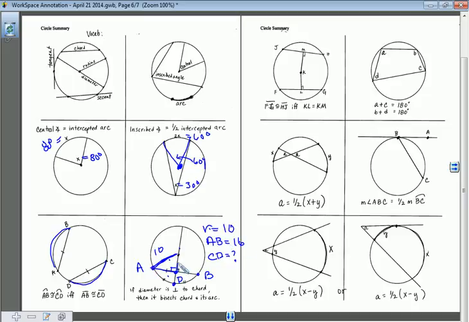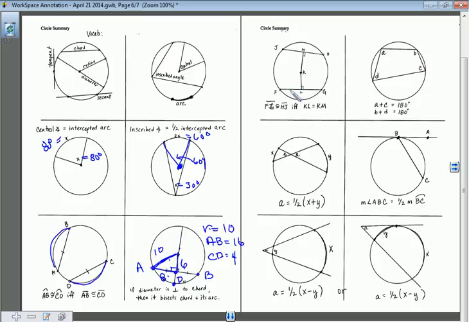So what would half of it be? 8. So this would have to have a measure of 6. So if this is 6 and the whole radius is 10, what does it leave for CD? 4. Okay? So that's how they could take a problem, take some things we should know, and put it together.